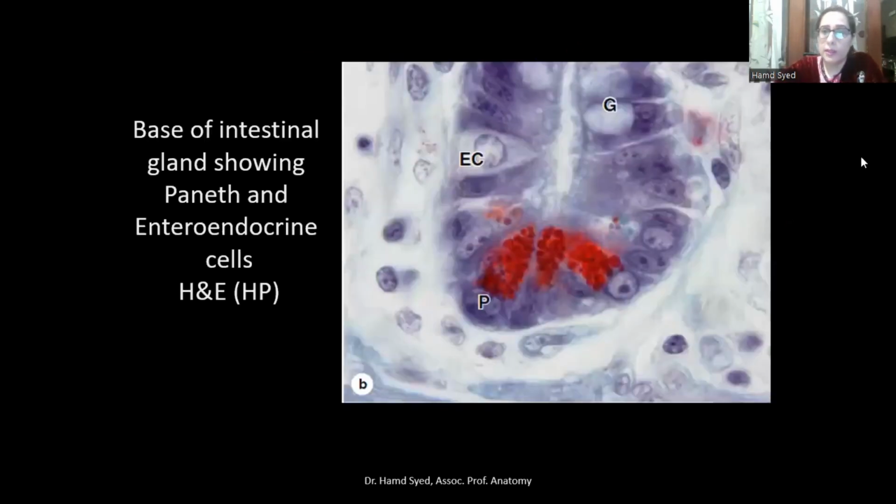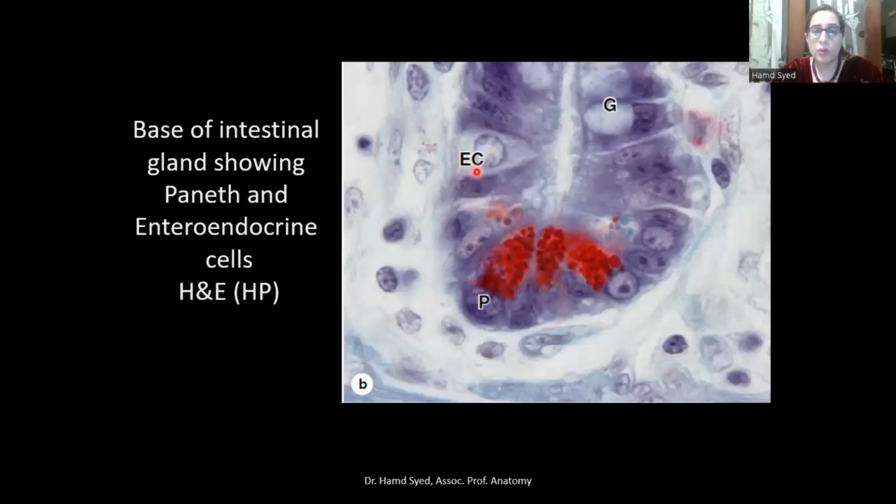So here is the stained portion of the intestinal gland, where you can see the basal portion of the intestinal gland at a higher magnification, and we can see the two cell types which I just talked about, the Paneth cells and the enteroendocrine cells. So first, let's look at the Paneth cells. You can see they have these apical, highly refractile, eosinophilic secretory granules. And this is how we identify these Paneth cells. The basal portion is basophilic.